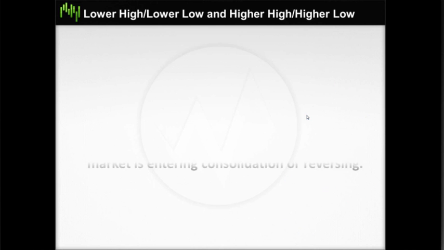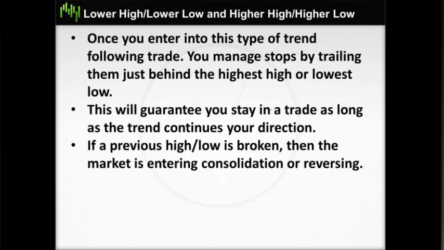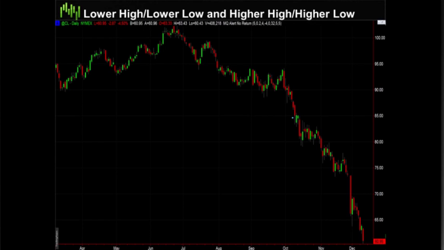So once you enter a trade within the context of a trend, right, you can manage your stop for your exit by trailing it just behind the previous higher low or just above the previous lower high. All right, this way you guarantee you stay in the trend as long as you continue to put in higher highs and higher lows, or lower highs and lower lows. And as soon as the previous high or low is broken, you get out, because then the market's going into consolidation or reversal, and you don't want to be in it there anyway.